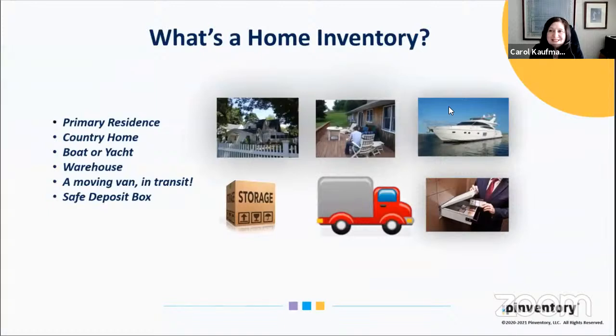The first thing is, what's a home inventory? And the answer is, it's a catalog of your home and its contents, both physical and digital items, including your critical documents for each location where they reside. Now, a family can have more than one inventory. You can have a primary residence, a country home, a boat, a warehouse. You can have items in transit. You can have a safe deposit box. And of course, you can have items on the internet. The average person has 100 online accounts.